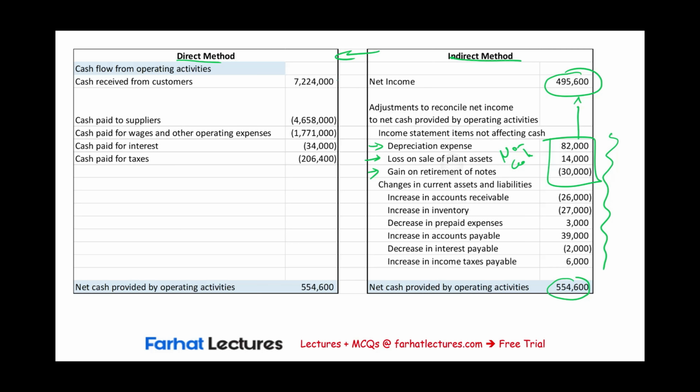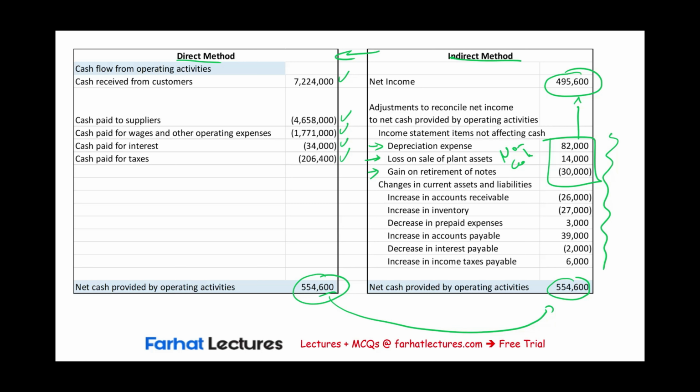So we started with cash received from customers. We computed this number: cash paid to suppliers, cash paid for wages and other expenses, cash paid for interest, cash paid for taxes. When we net them out, obviously they are going to be the same, because whether you use the direct or the indirect method, the answer is the same. It's a different way of getting to the answer.